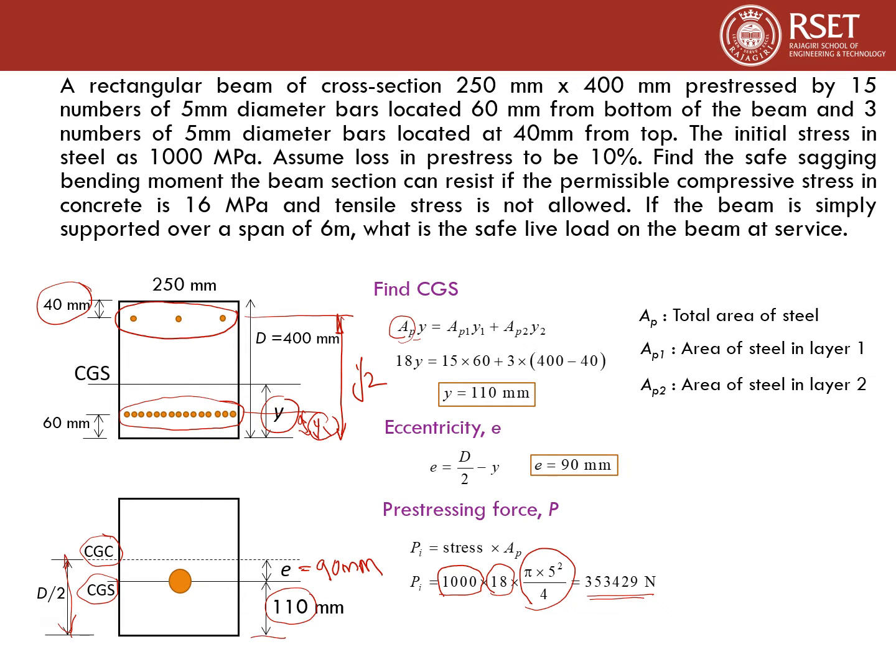So I already mentioned that there will be some loss of pre-stress after some time. So we have to consider the loss also, that is given here in the question. Assume loss in pre-stress to be 10%. That means the net pre-stress available will be initial pre-stress minus the 10% of the initial pre-stress. So that comes to 3,18,086 newtons. This is after losses. So this is the pre-stress we have to consider for the subsequent calculations.